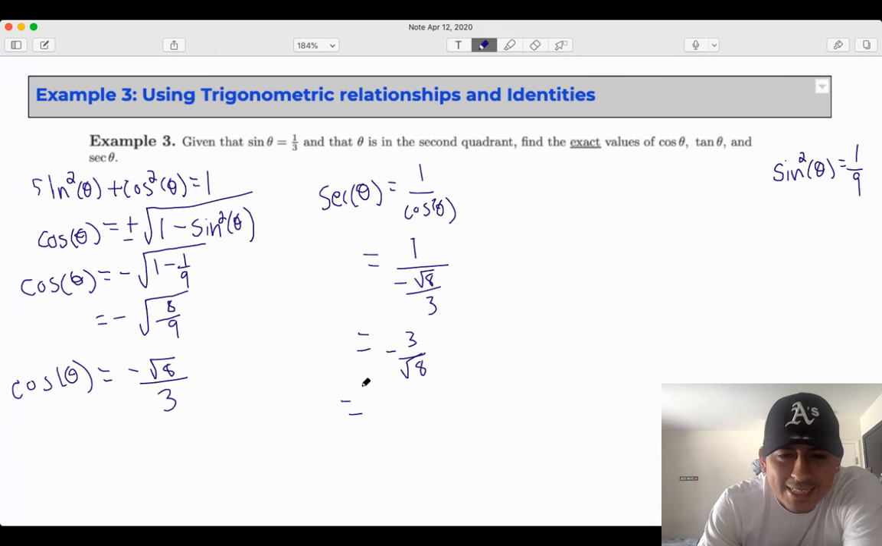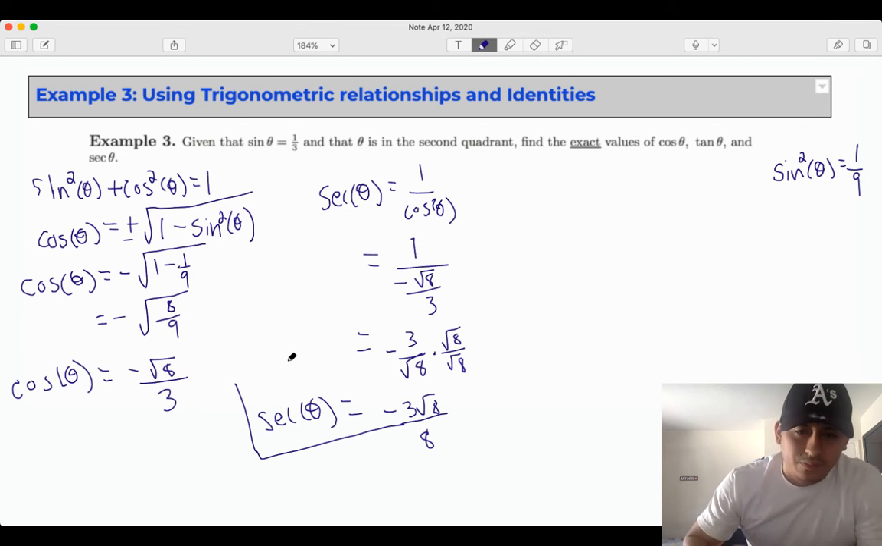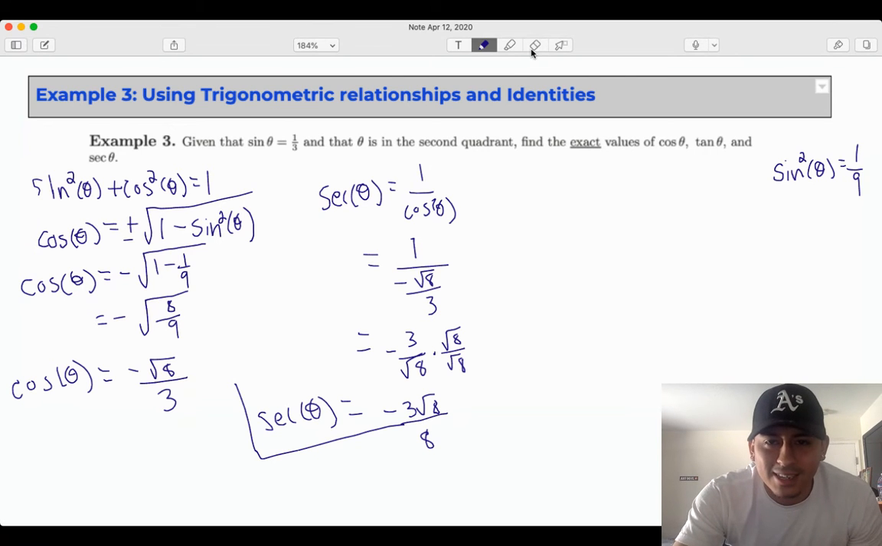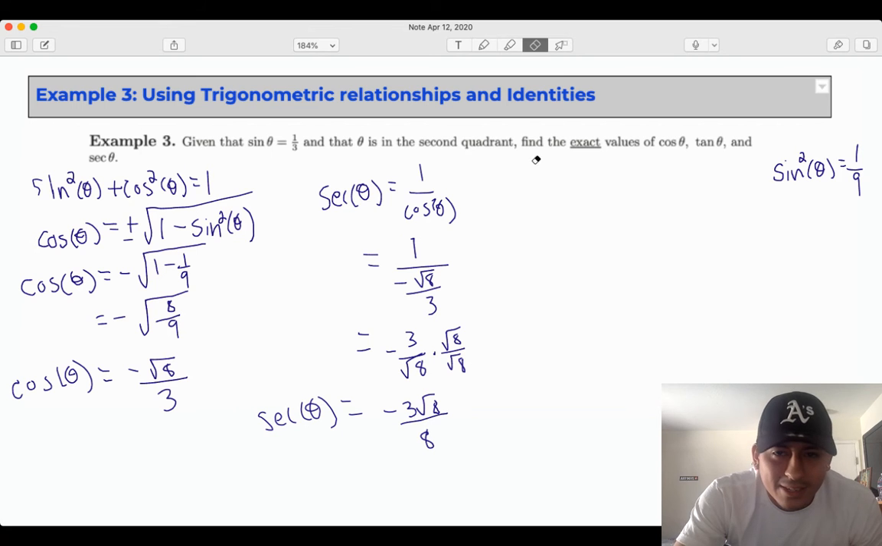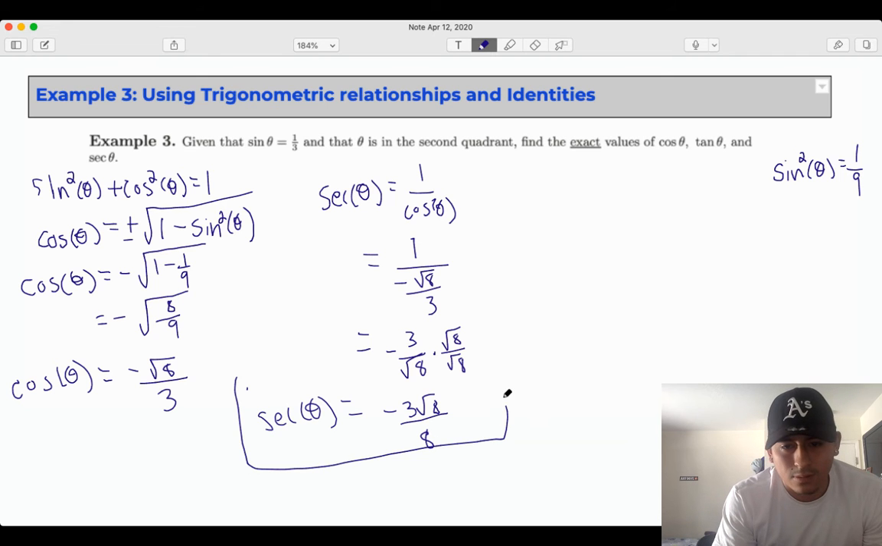But we don't really like to have radicals in our denominator. So we're going to multiply the top and the bottom by the square root of 8. At the end, we get our final answer, which is negative 3 times the square root of 8 divided by 8. That is what secant of theta is equal to. Oops, I wanted to box my answer, but that didn't work out. But here we go.